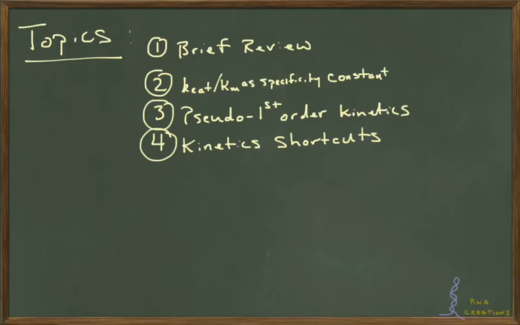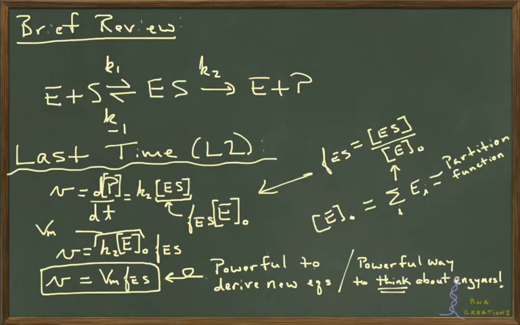So I'm going to start out with a brief review since we haven't been together for a couple weeks. This is kind of the brief review, and you guys know about a lot of this stuff already. This is the basic mechanism that we've been using. Enzyme binds to substrate, makes a Michaelis complex, and then that reacts to give enzyme plus product, and those were the 3 rate constants that we were using.